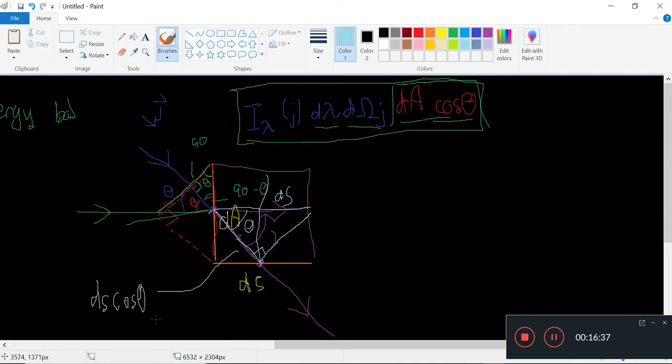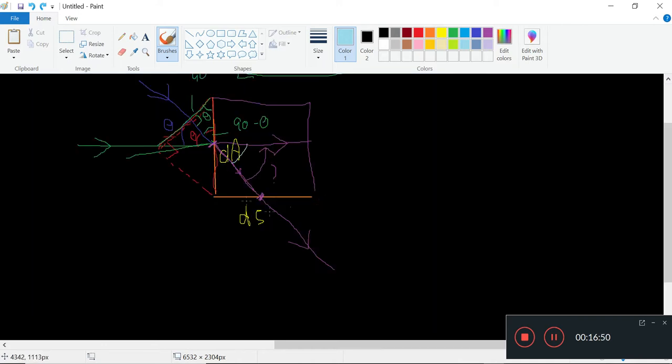Alright, the ds cosine theta comes up again. Oh, let me correct myself. Let's try that again. I did something wrong there. So what is this amount before, what's the length traveled before it exits to the other side? Sorry, so this is ds, this is correct, this is ds.